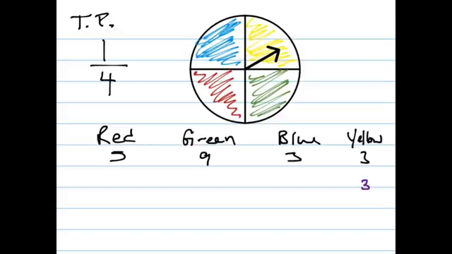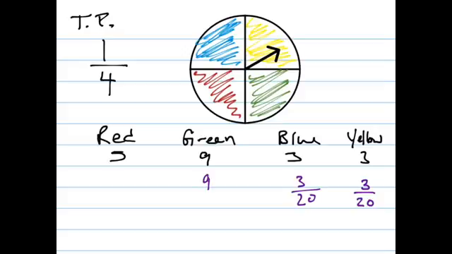3 out of 20. Okay, we spun 20 times, so it's got to be 3 out of 20. It can't just be 3, because that would be a number bigger than 1. What about blue? 3 out of 20. Are either of those equal to 1 out of 4? No. Okay, what about green?